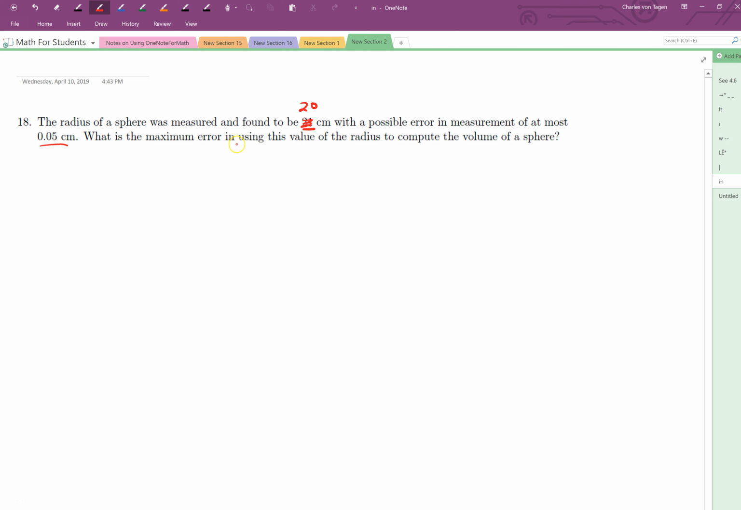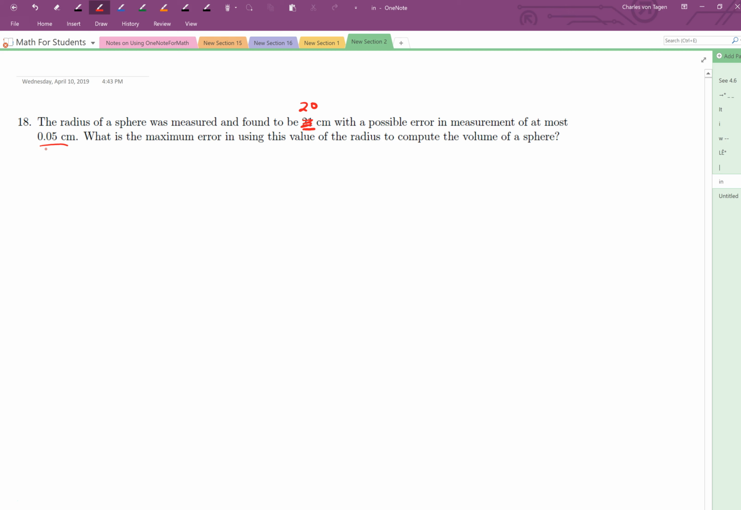Okay. What is the maximum error using this value of the radius to compute the volume of the sphere? Somebody's trying to compute the volume of a sphere, so they have to take a guess at what the radius is. Their measuring tool says the radius appears to be 20 centimeters, but it's not a perfect instrument, and there's a tolerance, an error in it.